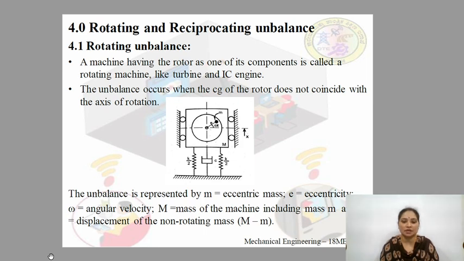Figure shows a rotating machine. Here the unbalance is represented by m, that is the eccentric mass, e is the eccentricity and omega is the angular velocity. Let capital M be the mass of the machine including the mass small m, and x is the displacement of the non-rotating mass, that is M minus m.